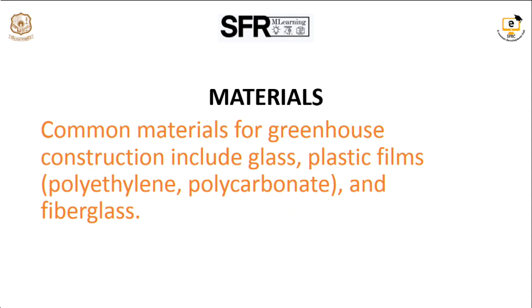So what are the materials required to prepare the greenhouse? Common materials for greenhouse construction include glass and plastic films, likewise polyethylene, polycarbonate and fiberglass. Nowadays technologies are growing day by day, so in the greenhouse also we have to adapt. In ancient days we adapted only polyethylene. Nowadays, with technology development, we use fiberglass, which is very easy to construct greenhouses with.